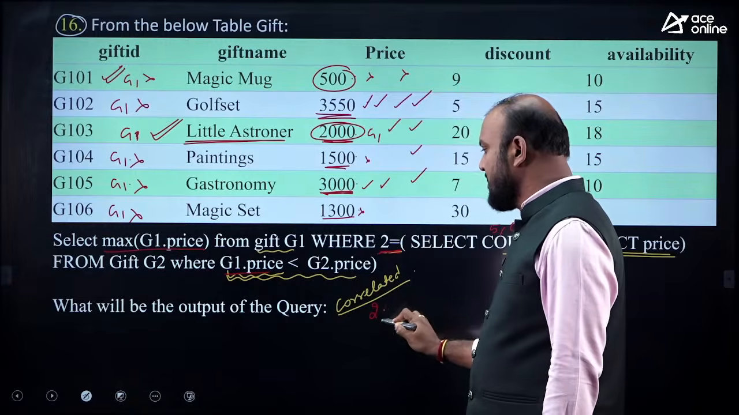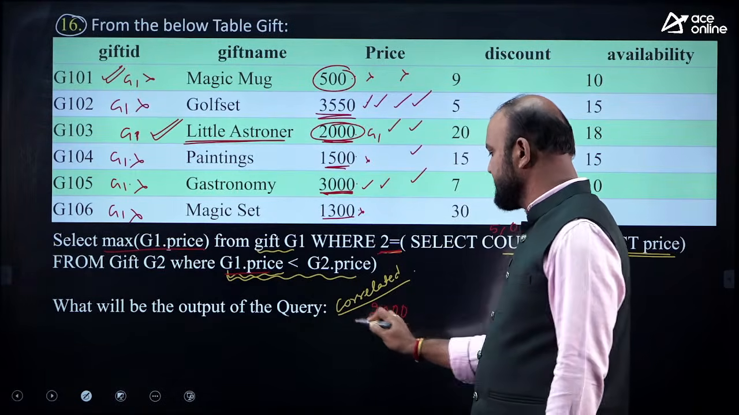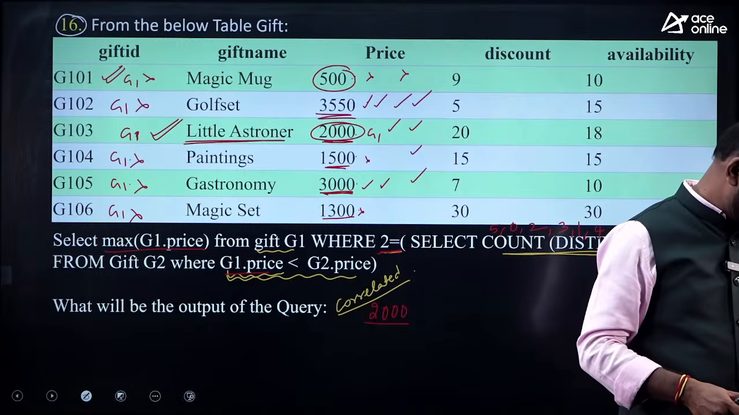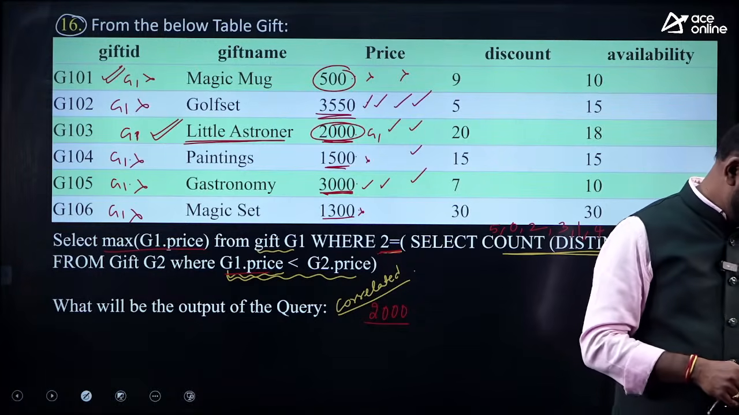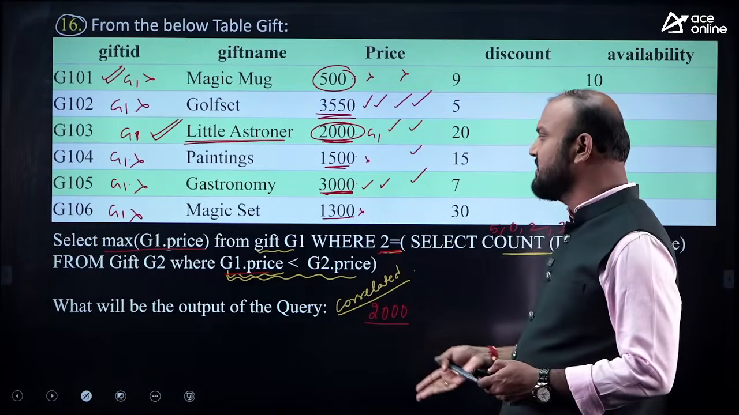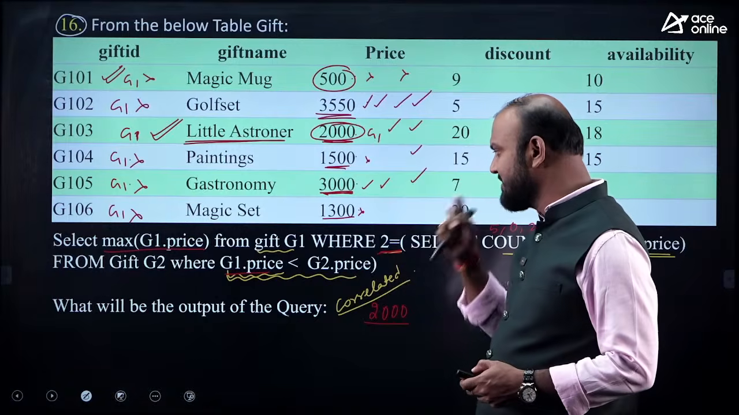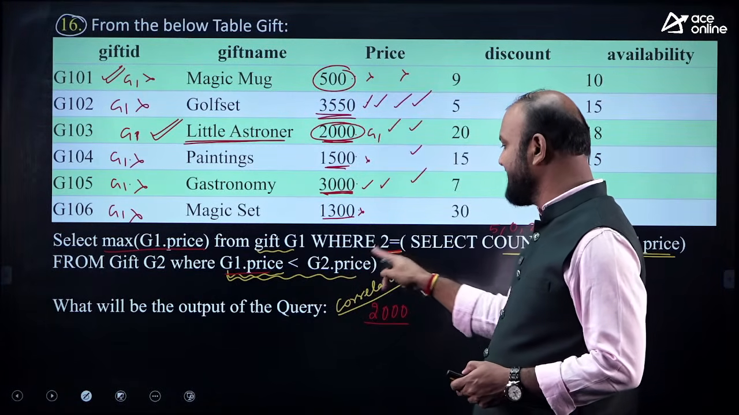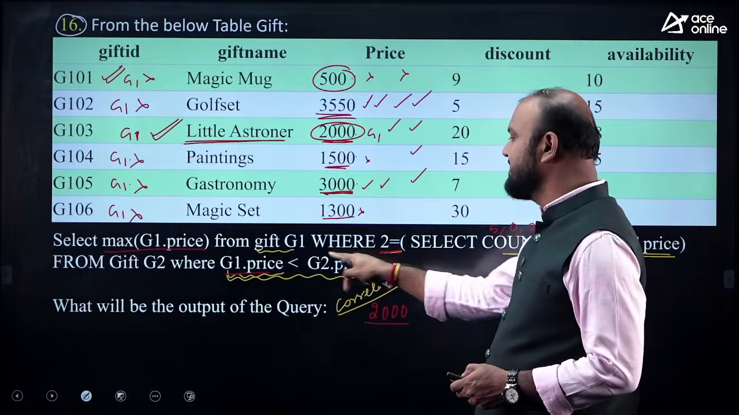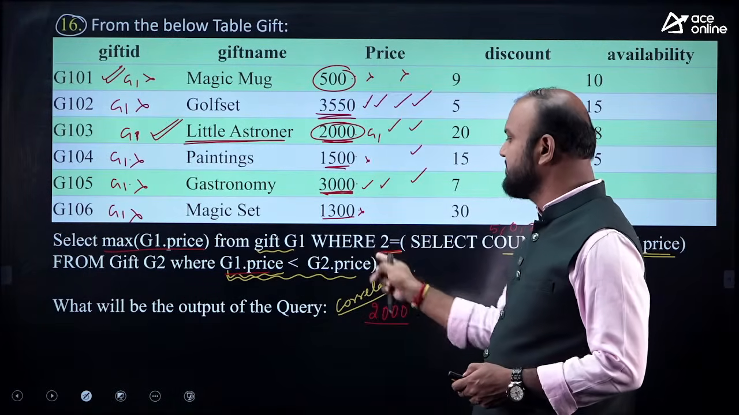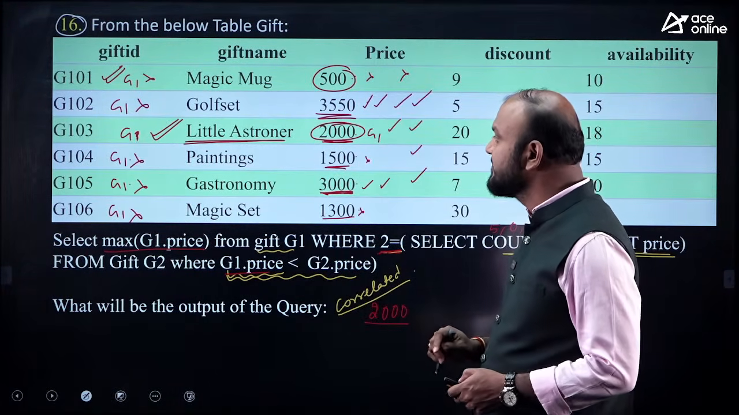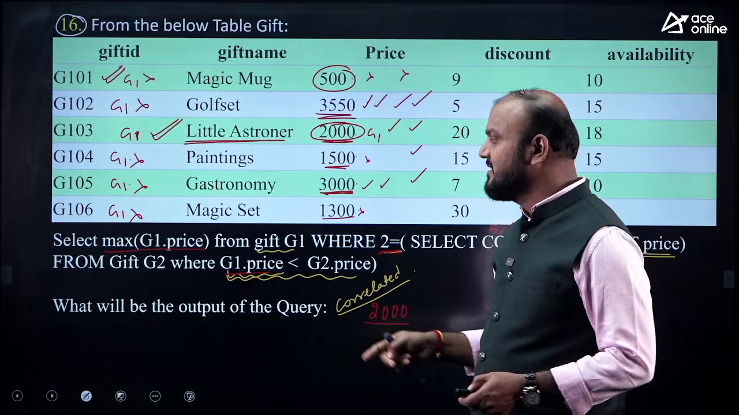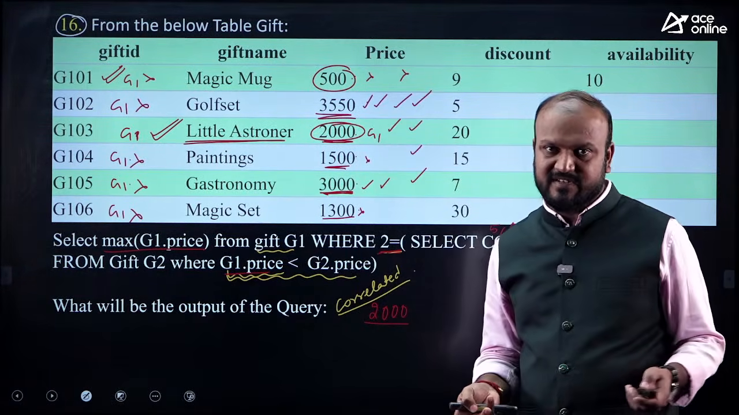So what is the output of this query? 2000. Anybody answered 2000? Wow, nice. Perfect. So you need not check all these things, because you understand that if a gift price is less than how many gift prices, and that number of gift prices less than the given gift price is 2, that is selected. Only 2000 is less than 2 other gift prices. So it means the third highest gift, we can say.